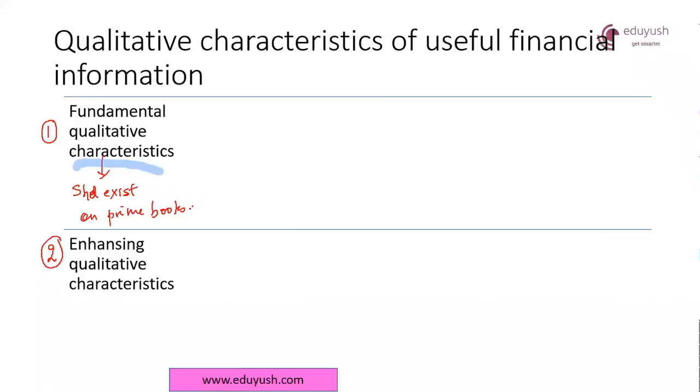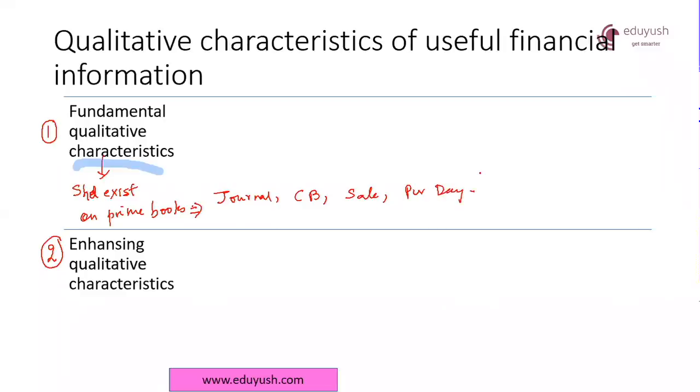Can you tell me what are prime books? Prime books of accounts means what? Not trial balance, not ledger. First, where do you record? Journal, cash book, bank book, sales book, sales day book, and purchase book, purchase day book. These are the prime books.